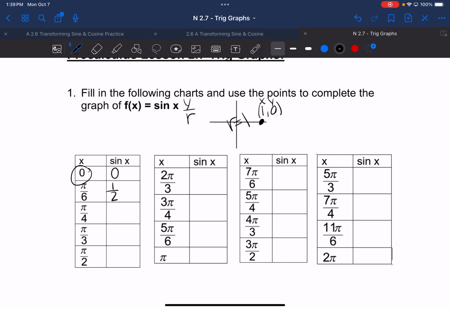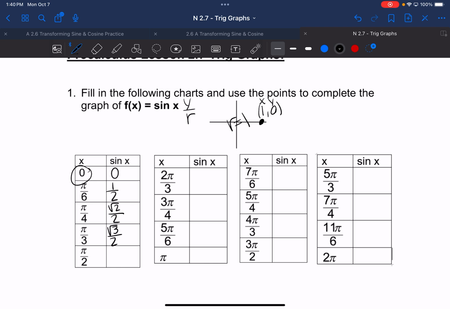Okay. All right, then they asked for pi fourths. Pi fourths would be our middle finger. How many fingers are to the right? 2. So that would be square root of 2 over 2. Good. All right, then they ask for pi thirds. Pi thirds is our index finger. How many fingers are to the right? 3. So that would be square root of 3 over 2. Right, always over 2. Okay?